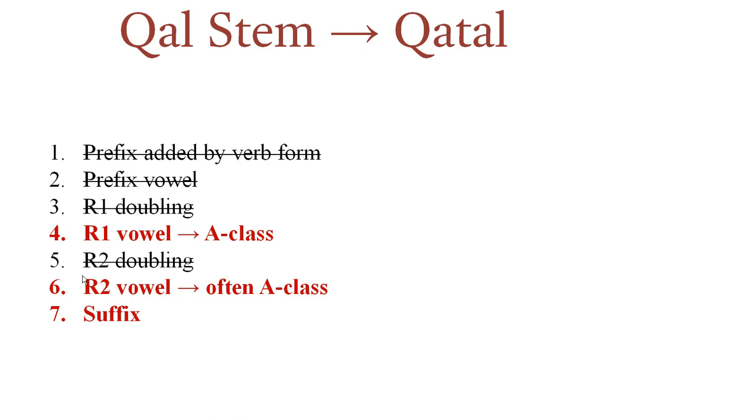So here are a few examples. For the third masculine singular, we have Qatal. There's no prefix, the Qal has no stem prefix, and the Qatal has no verb prefix. The R1 vowel is kametz, that's A-class. The R2 vowel is A-class, it's a patach, and there is no suffix. Okay, fair enough.